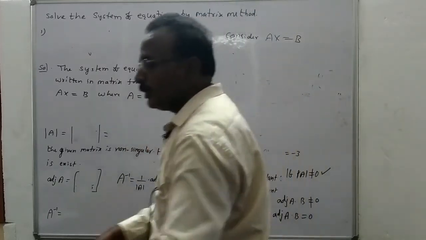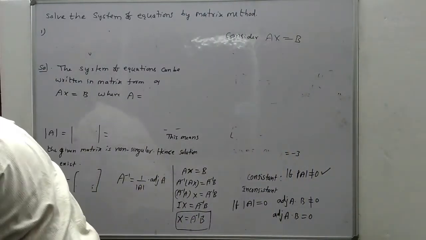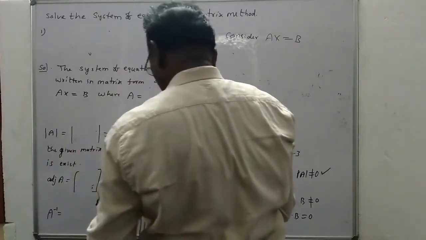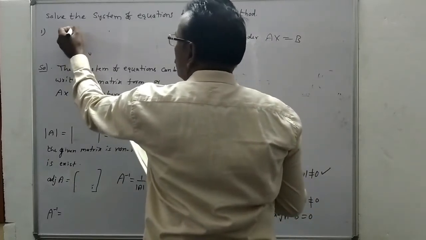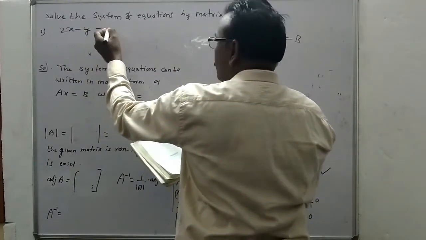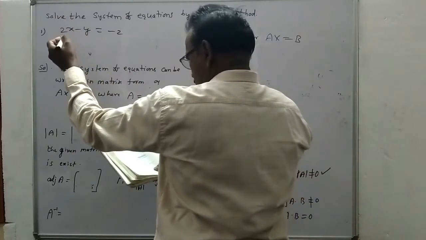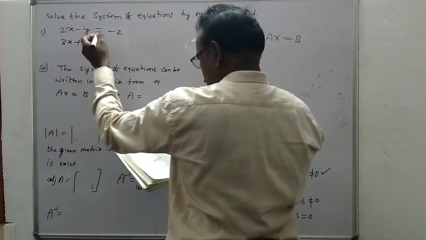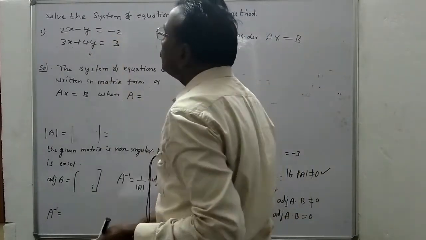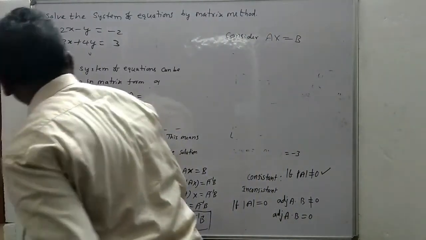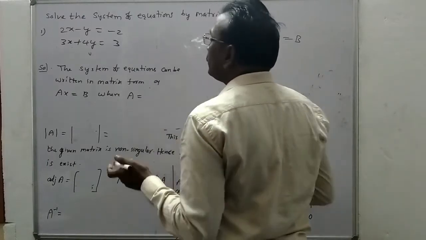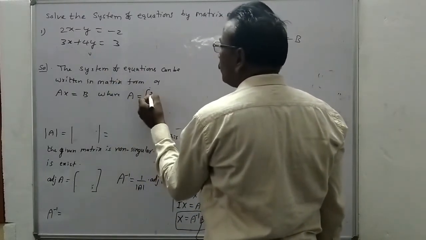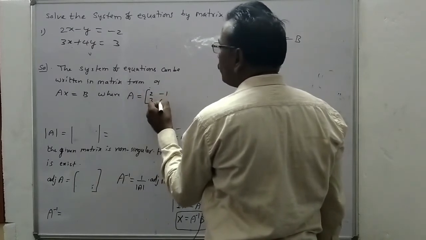Right. Question number 2. Solve 2x minus y is equal to minus 2 and 3x plus 4y is equal to 3. Solve the system of equations by using the matrix method. The system of equations can be written in the matrix form as AX is equal to B, where A is the coefficient matrix: 2, minus 1, 3, 4.